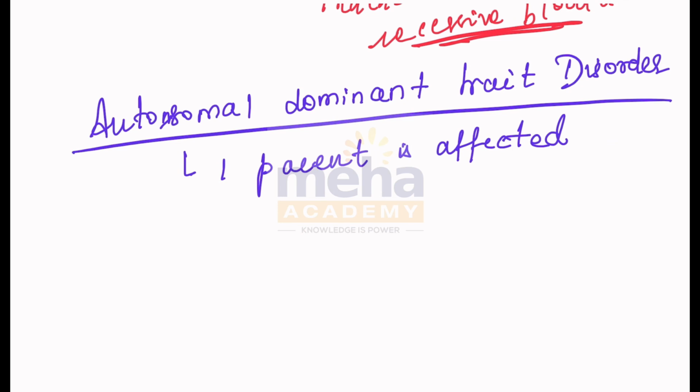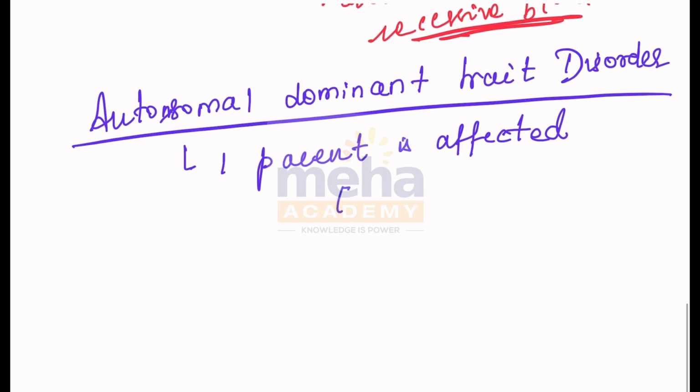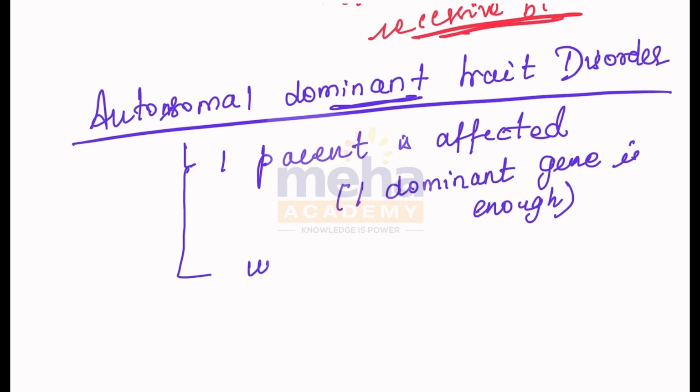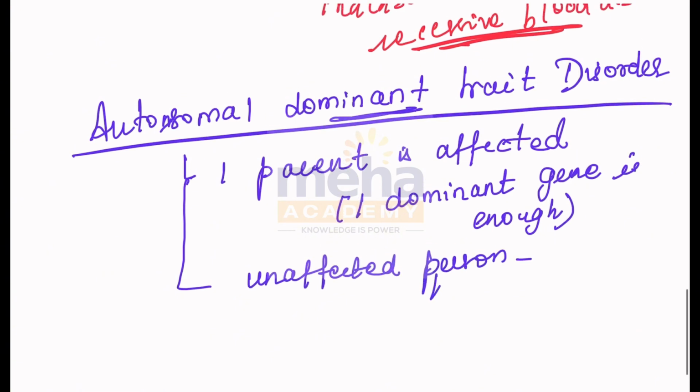In autosomal dominant trait disorder, one parent is surely affected. It says dominant, so one dominant gene is enough. One parent is surely affected and the dominant gene is affected. Now, if it is an unaffected person, they will be homozygous.